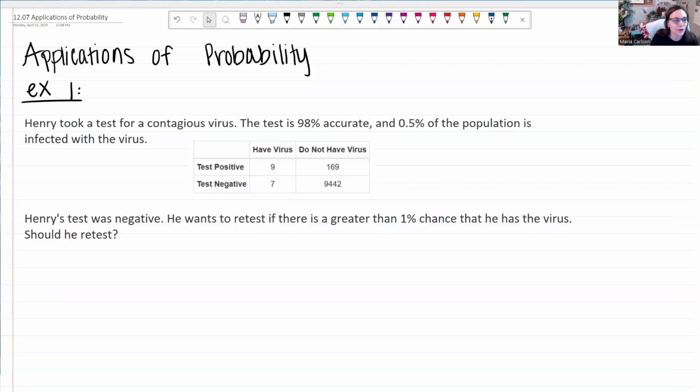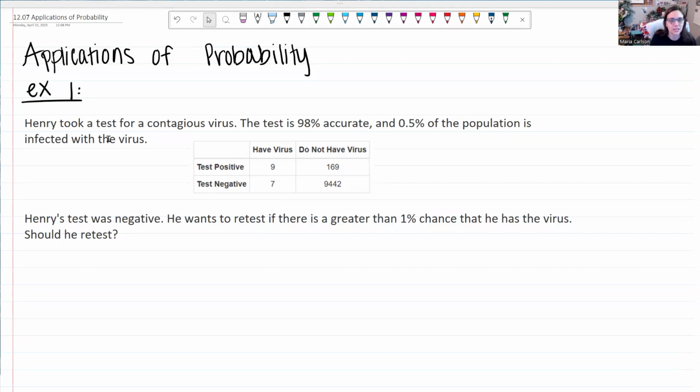In this lesson video, I'm going to go through a couple examples using some applications of probability. Henry took a test for a contagious virus. The test is 98% accurate and 0.5% of the population is infected with the virus. Henry's test was negative. He wants to retest if there is a greater than 1% chance that he has the virus. Should he retest?